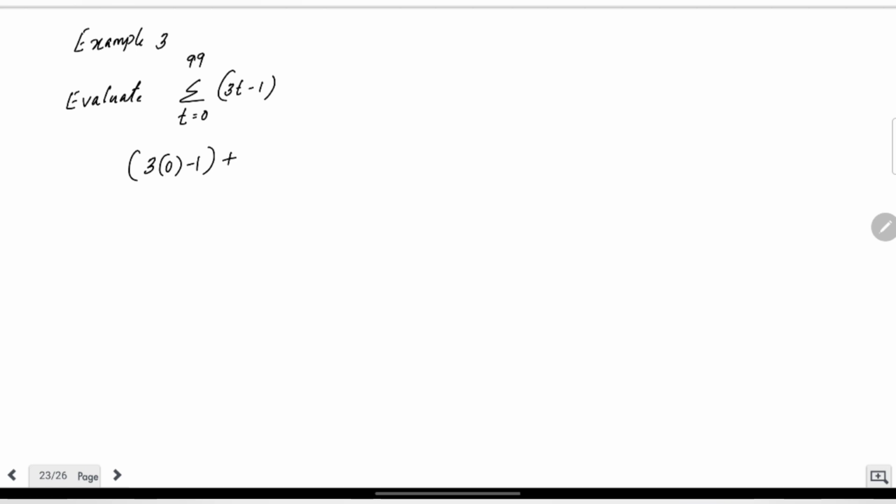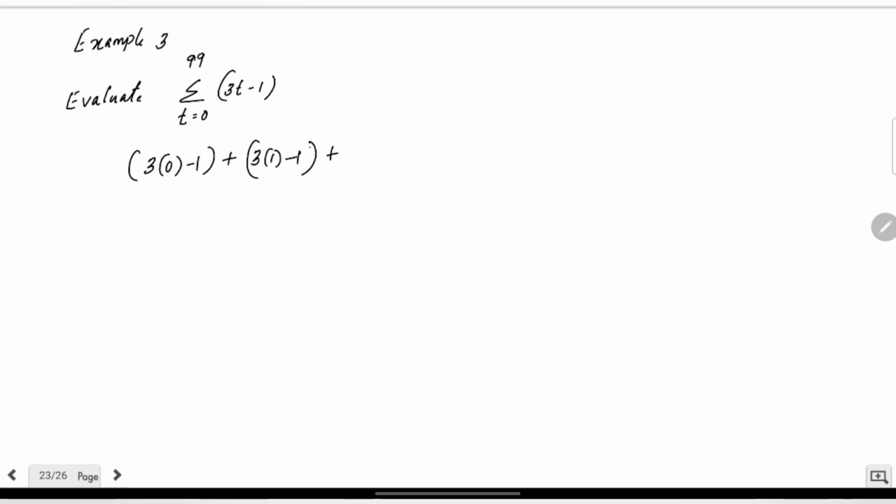Then the next value of t is what? After 0, what is the next number? 1, isn't it? So it's kind of integers we are using here. So the next value is 1. So 3 times 1 minus 1. This is my second term. Plus the third term also I am going to find.